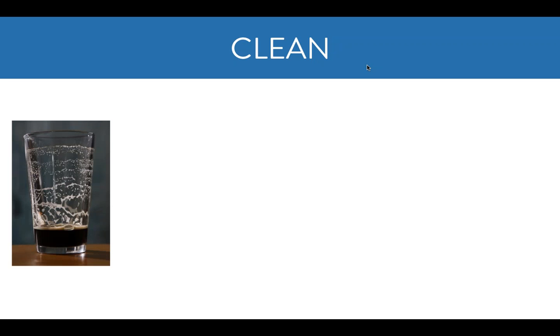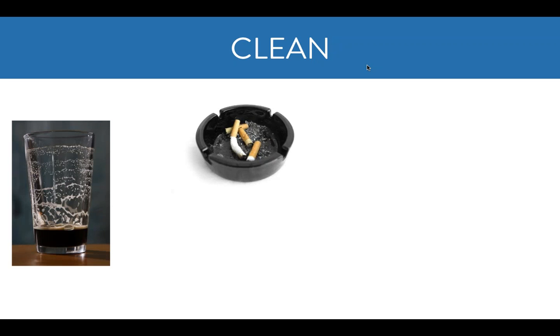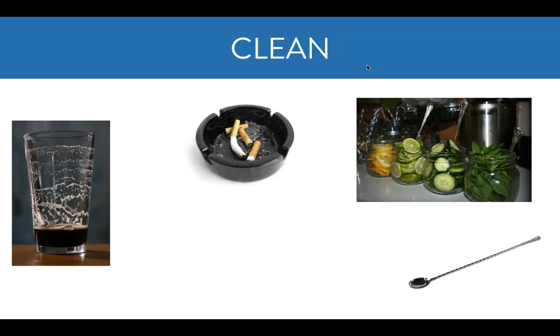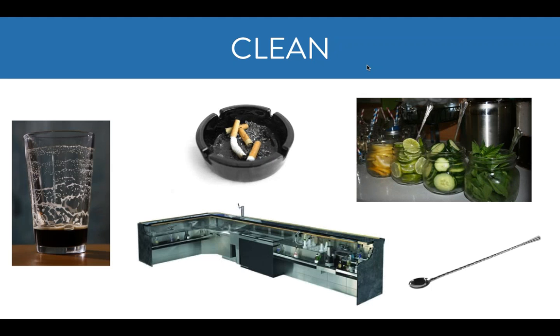Next, you want to do a big sweep through and make sure that whatever is out there that's dirty, you send it to the dish area. This includes glassware, ashtrays, jars, mixing utensils, whatever that may be. Then you want to make sure that you wipe down all of the stainless steel surfaces in your bar with some sort of stainless steel cleaner. This includes refrigerator doors and counters and all that good stuff.